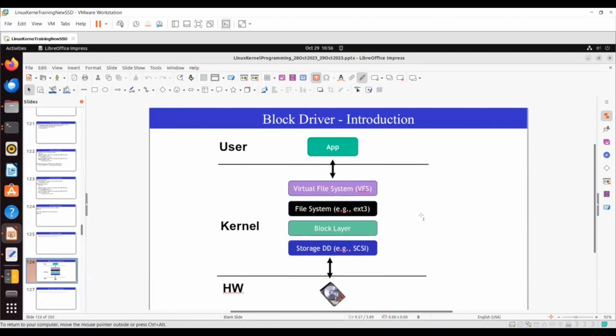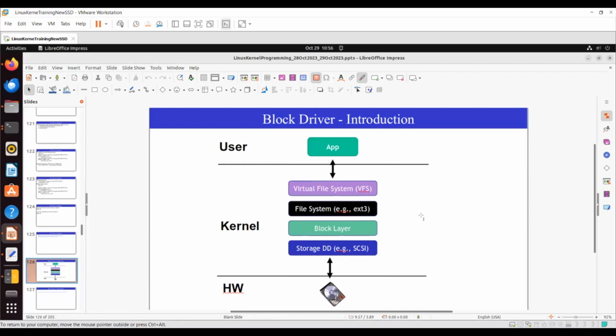This category of drivers which deals with block data is called block devices. Most of the block drivers you work with are storage devices. It's not necessary that block devices must be storage devices, but the majority of block devices deal with the storage subsystem.